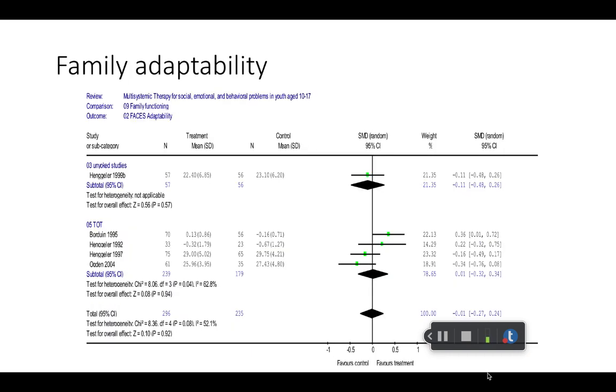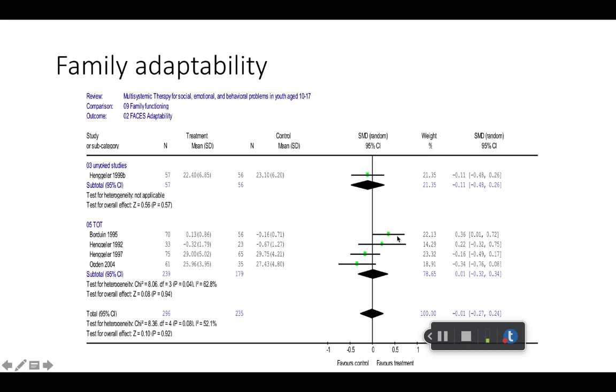So here's the very last graph in our systematic review. This is showing results on a scale of family adaptability. And here we have 2 groups of studies. Study 3 is the best study in this set. One study that shows no difference between MST and the control group in family adaptability.